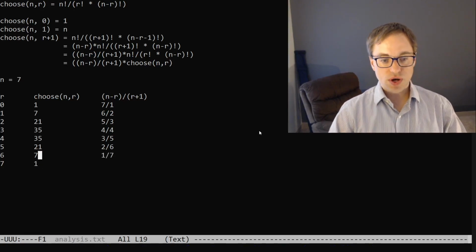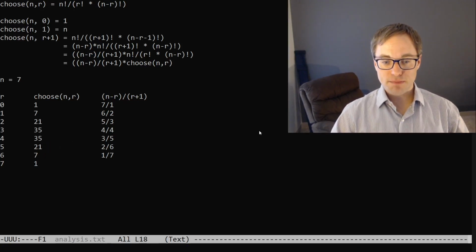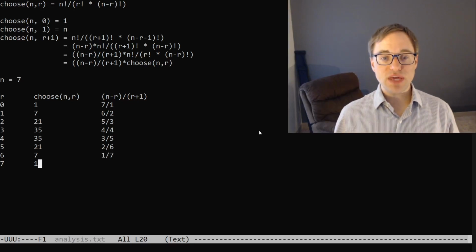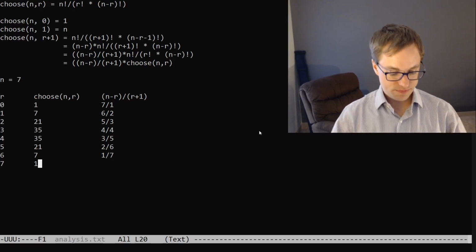This also helps to explain why the rows of the triangle end up being symmetric. You can see that these values down here are the same as these values up here. They're also symmetric. Okay, so this is going to be our technique to efficiently calculate the binomial coefficients. So now I think we are finally ready to write some code.